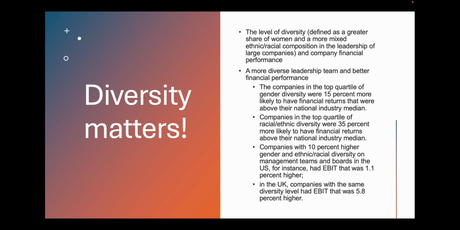All right, and of course, then the variations between different countries. So, for example, in the United States, companies with 10% higher gender and ethnicity racial diversity on management teams and boards will have 1.1% higher financial returns. While in the UK, that number became 5.8% higher. So in UK, the benefits of diversity seemed much larger than in the United States.